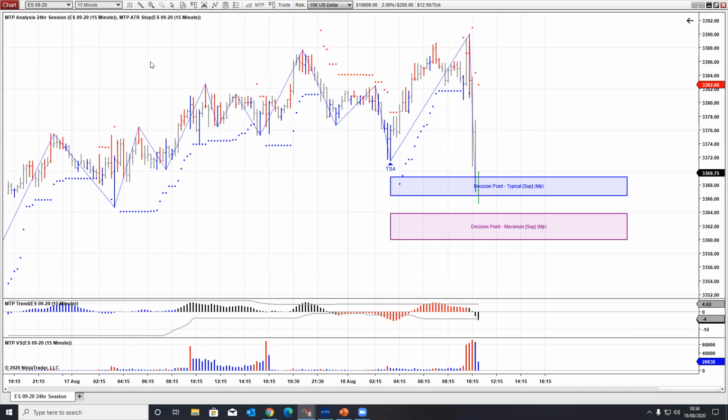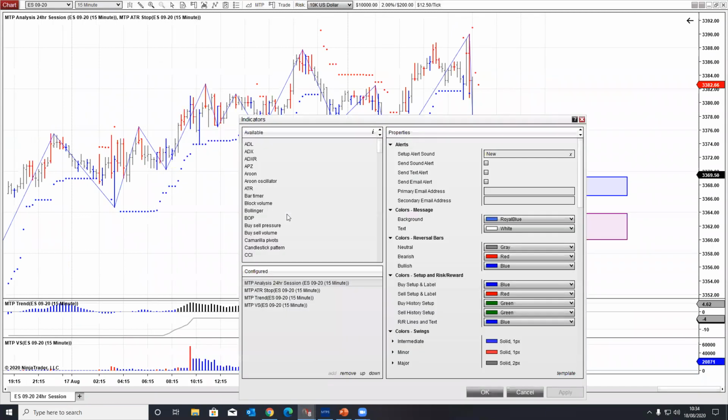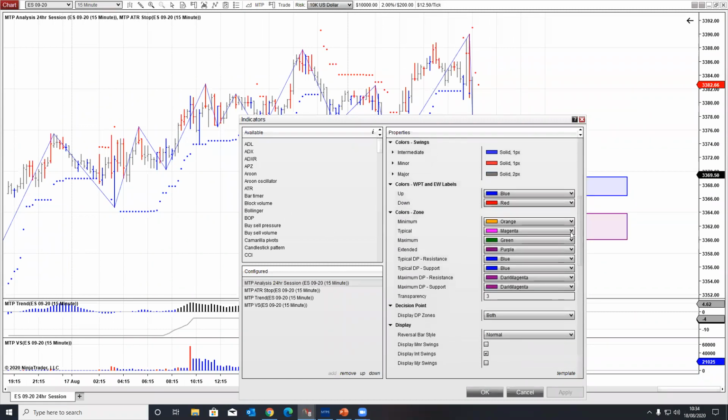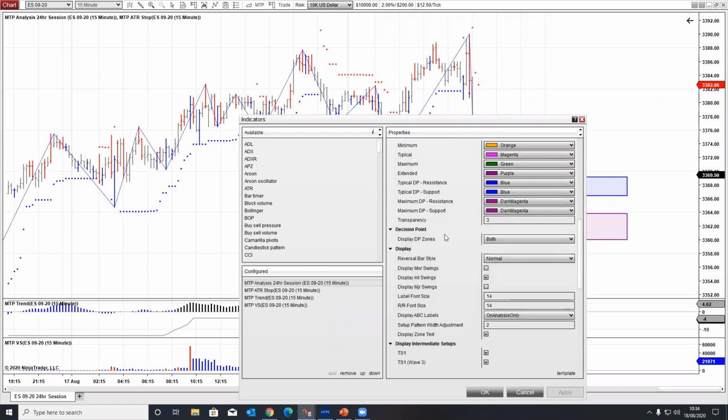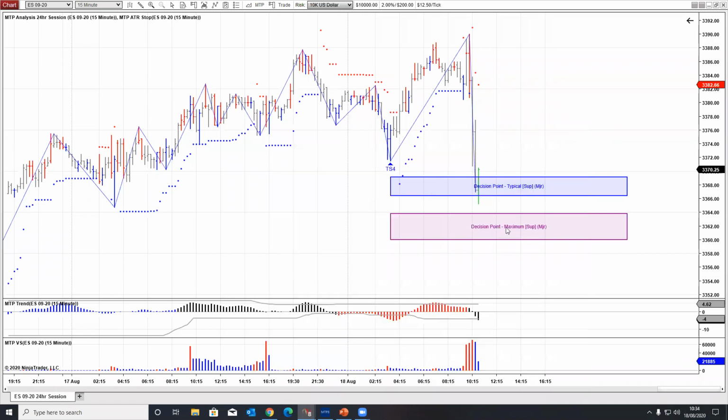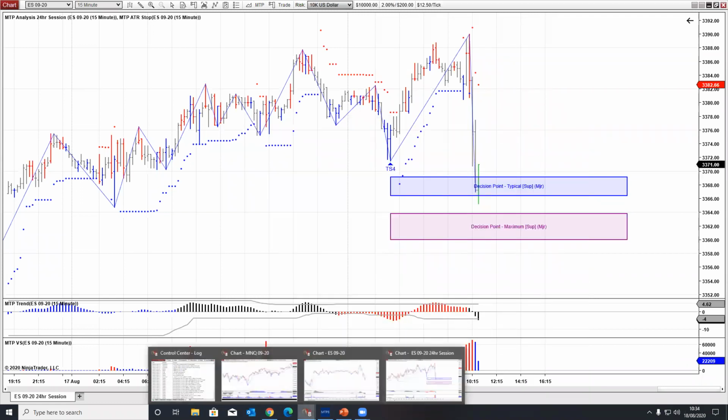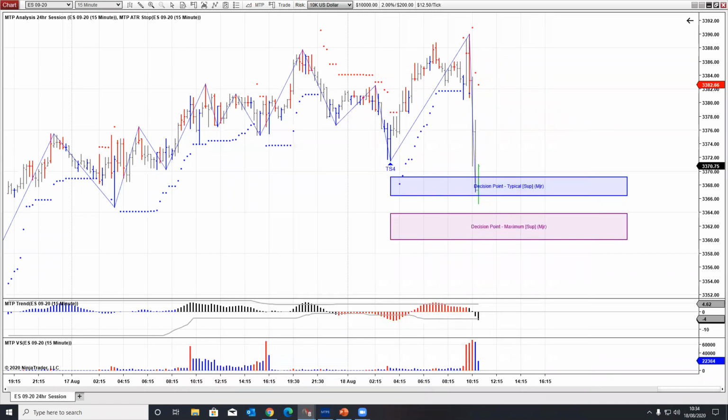But you have to turn them on by going to indicators. There's a video on this. If you go into indicators, then come down in indicators to the decision points, display DP zones. You can either display both or just the typical or the maximum. So you can decide which ones to display in NinjaTrader. But the version you want is our latest version that's in the member section of the website. So if you download that.